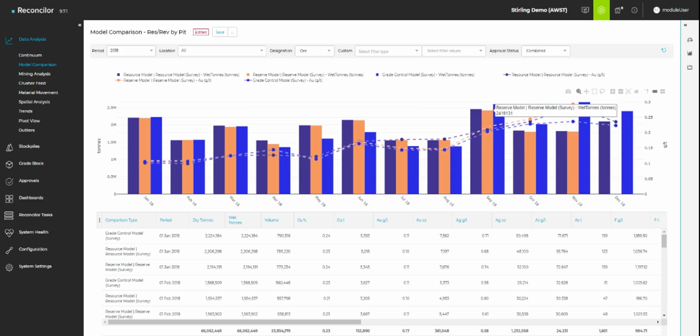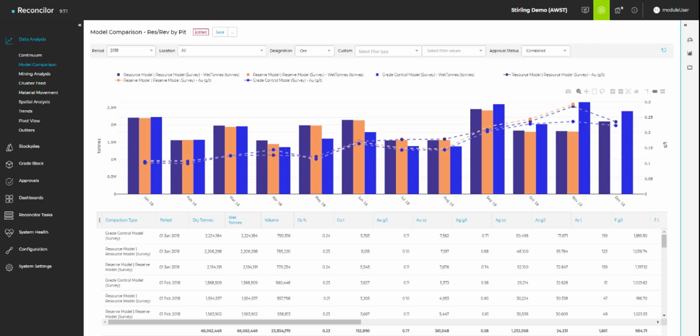If we go back down, I can see here in November a discrepancy in the grade between the resource and reserve models and the grade control model. So it's a prime example of where physical reconciliation comes into play, allowing us to investigate whether this is due to unaccounted dilution, inefficiencies in recovery, or miscalculations in the model.